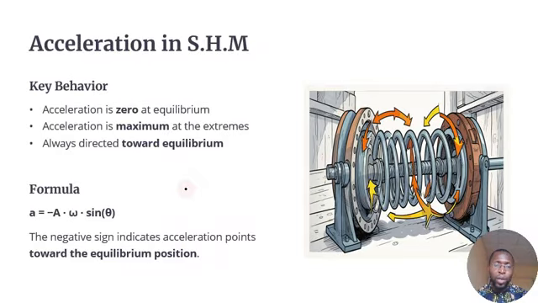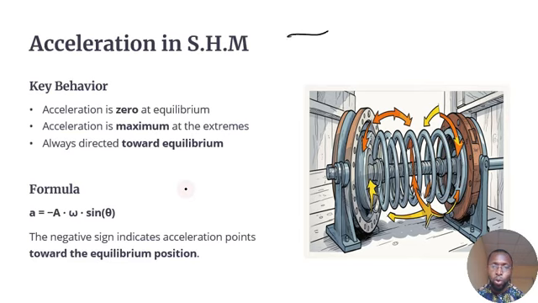For speed, at equilibrium position, speed is at maximum, but acceleration is at zero. While at the extreme part, acceleration is at the maximum, while speed is at zero. And acceleration is always directed towards the equilibrium.